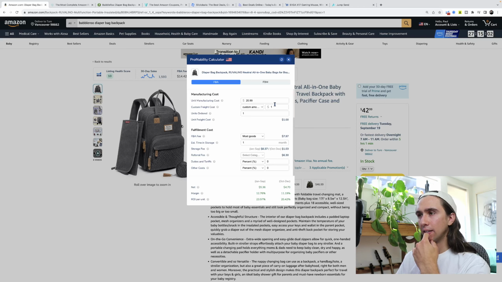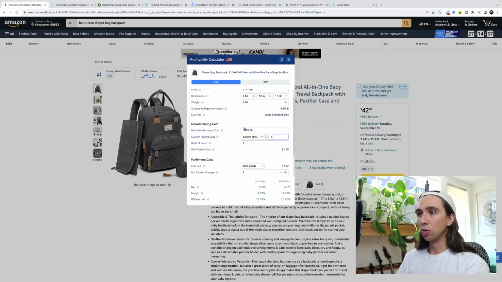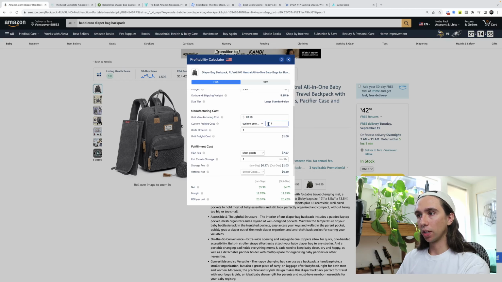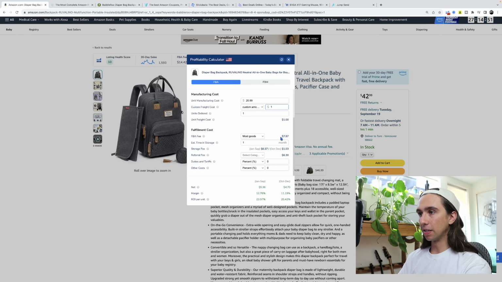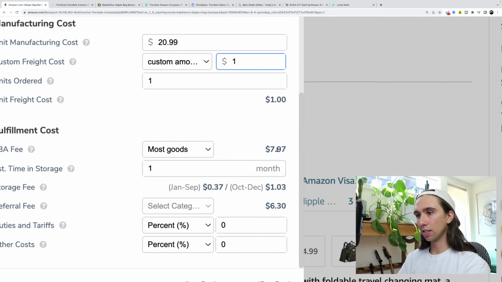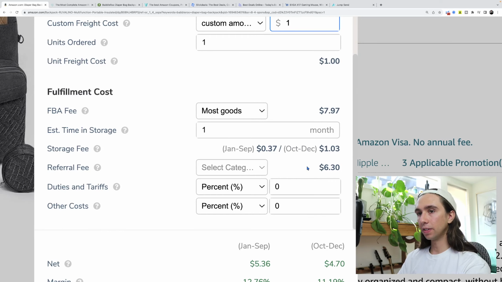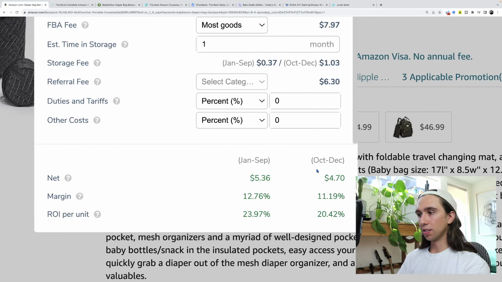Realistically, it's probably going to cost you 20 cents, 30 cents to ship this product. We're buying it for $20.99. We're going to pay a dollar to ship it into Amazon to be fulfilled. The FBA fee is $7.97, and then the referral fee is $6.30 on this sale. So we are going to net $5 from this sale. The ROI is only 23%.